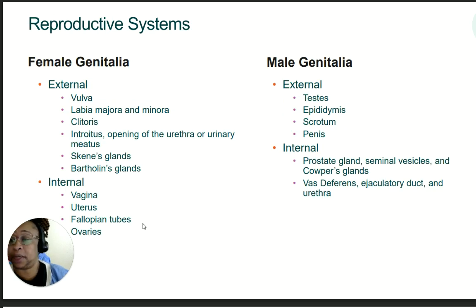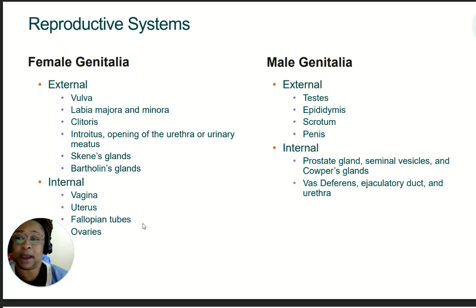Reproductive system. Here's a breakdown of the females, which is external, which is the vulva. We have the clitoris. We have the opening of the urethra or urinary meatus. We have the internal, which is the vagina, the uterus, fallopian tubes, and the ovaries.